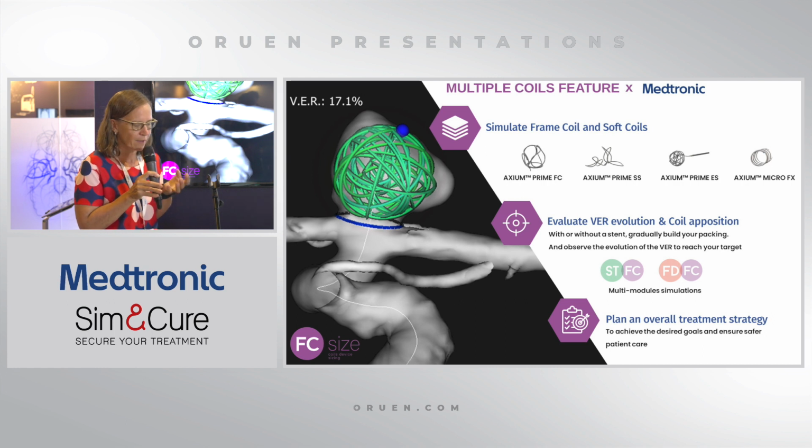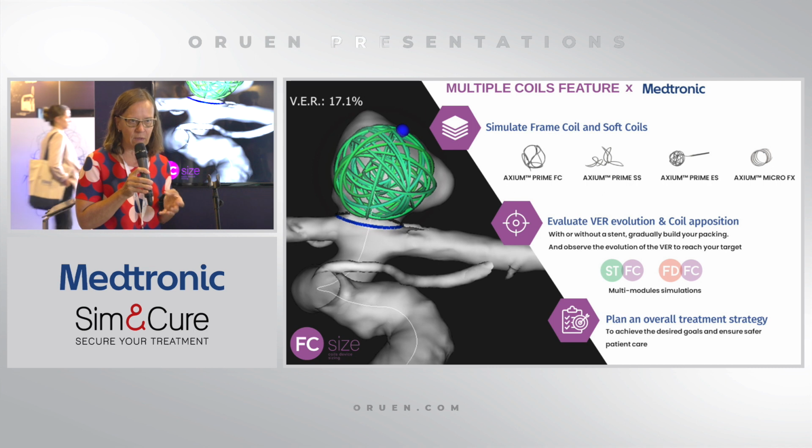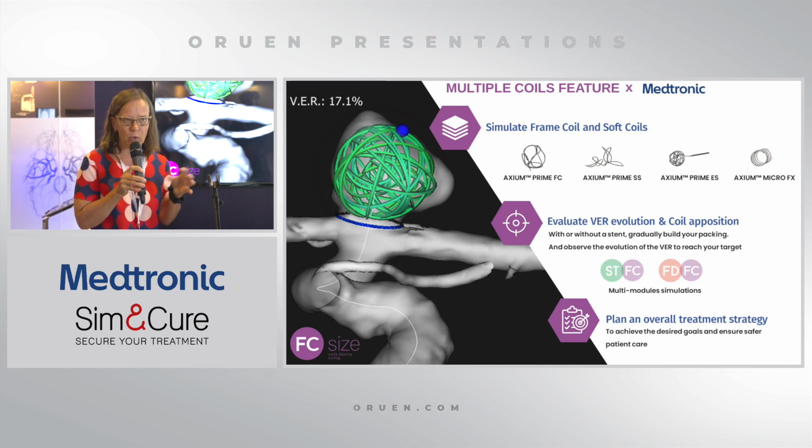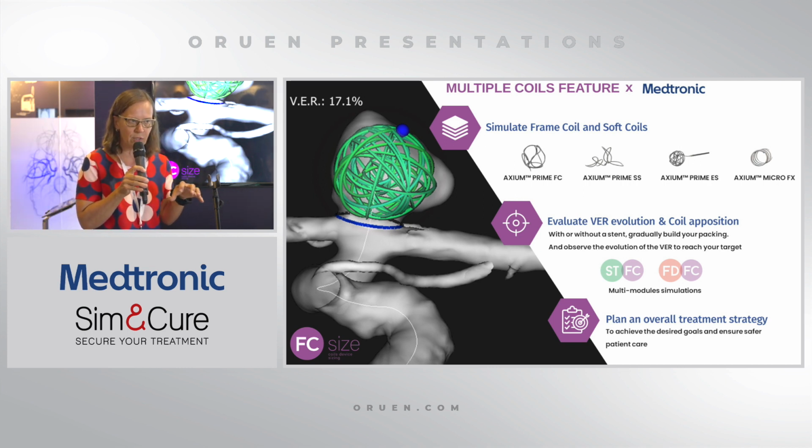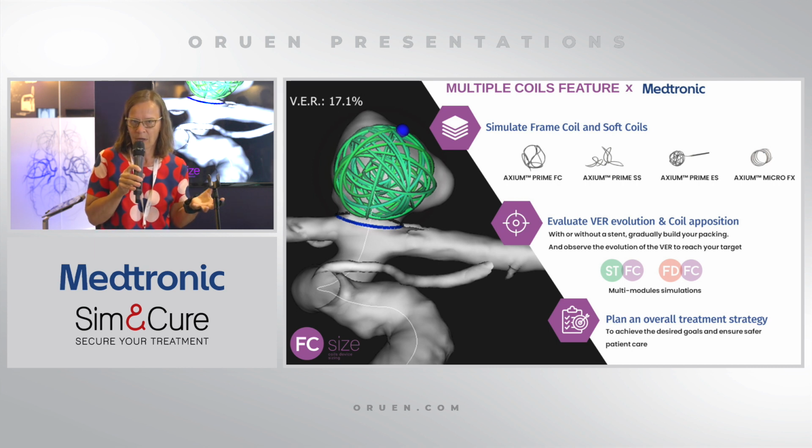And with the simulation program, you can evaluate the VR evolution and coil apposition, and what's important is that you can combine so that you can do both of those two simulations at the same time, or combine so that you do the stenting simulation and coiling simulation for the same aneurysm treatment, or like with the flow diverter simulation and the coiling simulation as well. And then you can try different strategies for one aneurysm treatment.